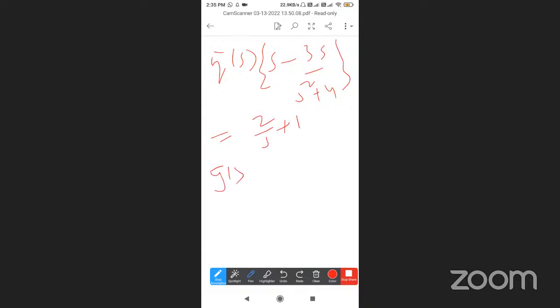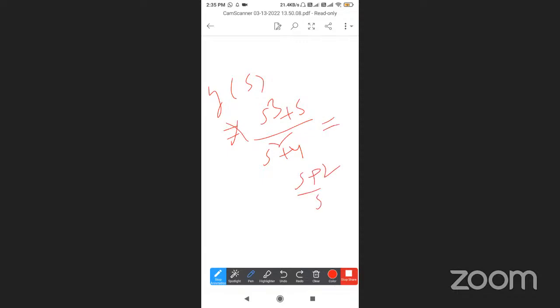So y bar of s into this is s cube plus 4s minus 3s by s square plus 4, so 4s. So it is equal to 2 by s plus 1, that is 2 plus s plus 2 by s. So this is the simplified y bar of s: s cube plus s by s square plus 4 is equal to s plus 2 by s.